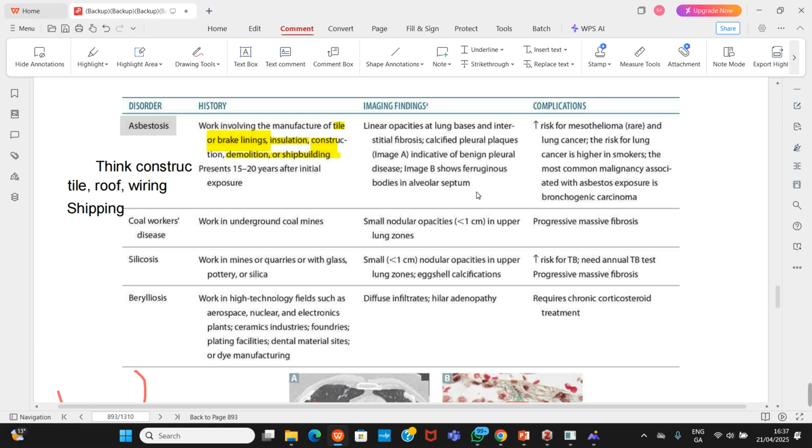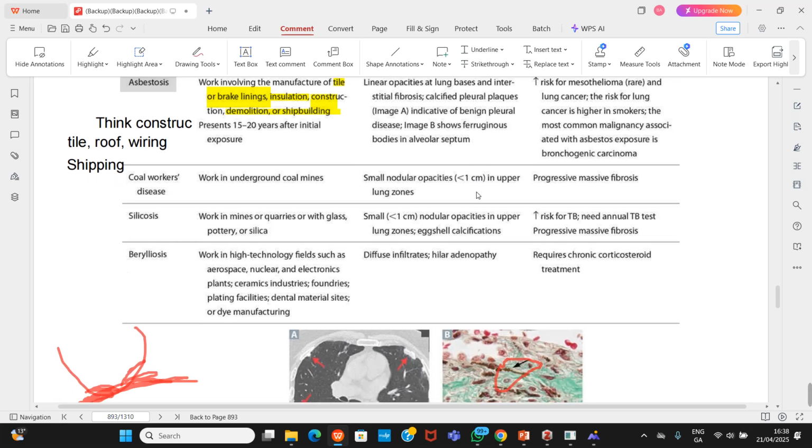So we should get the difference. If they list what's the most likely complication of asbestosis and they put mesothelioma there, don't pick mesothelioma. It's going to be lung cancer first. So we should get the difference.